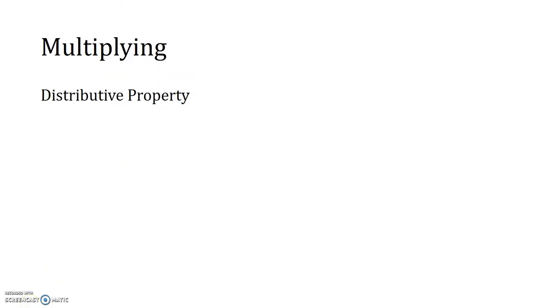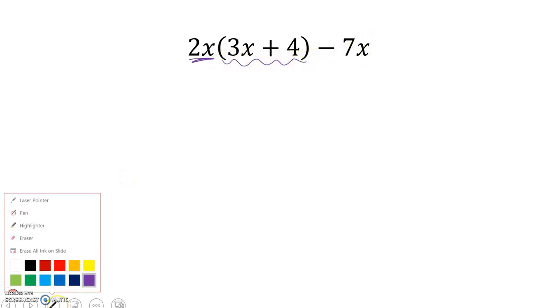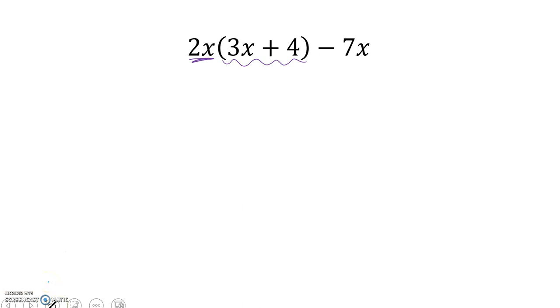We've already talked a little bit about the distributive property, but typically whenever we're multiplying polynomials, that is the property that we use. And there's a couple different ways to apply the distributive property. One is a situation like this, which we very commonly see. We have this 2x being multiplied by the quantity 3x plus 4, and the negative 7x is on the outside. So before I can do anything, I want to distribute.